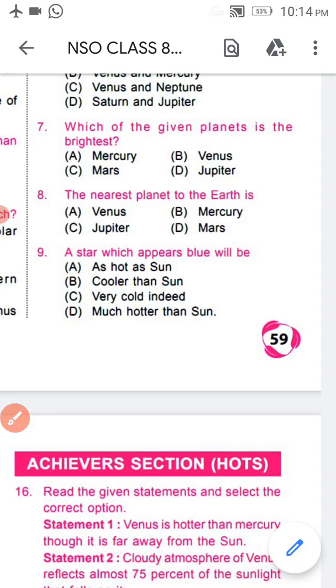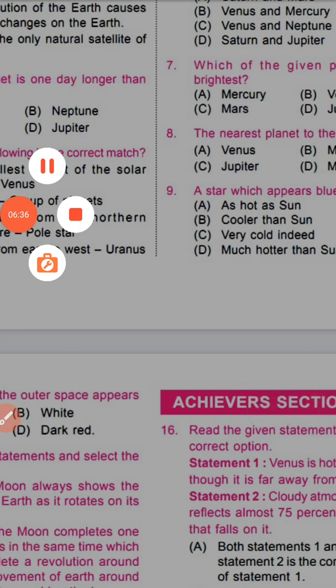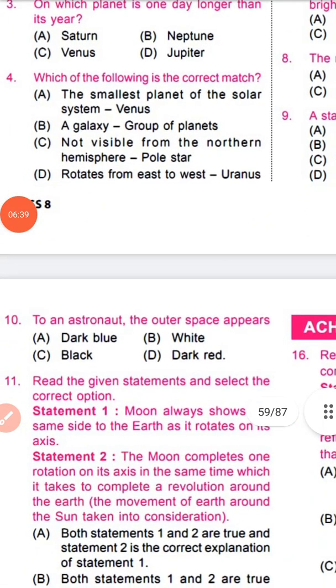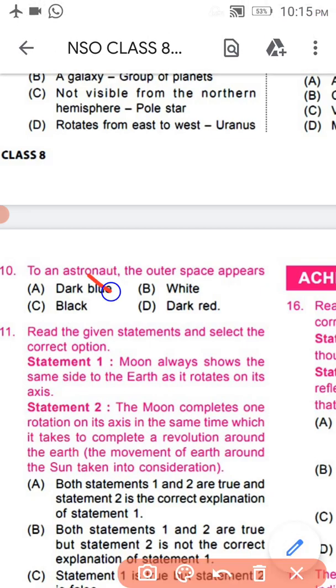Come to question number 10. To an astronaut, the outer space appears black, obviously. To an astronaut, outer space looks black, not dark blue. So all the other options are not correct. Option B is the correct one.